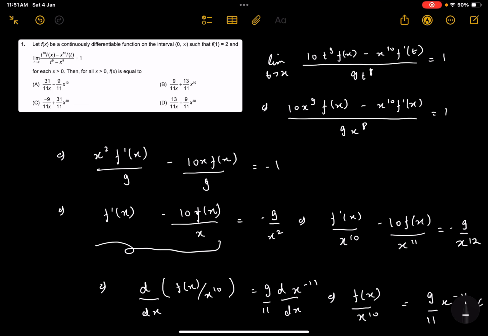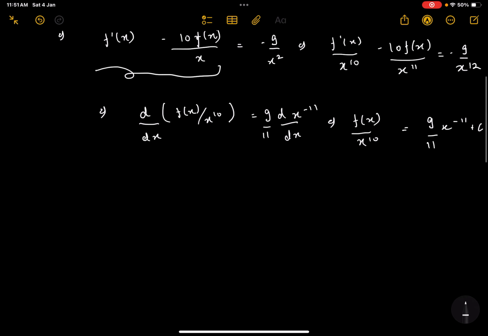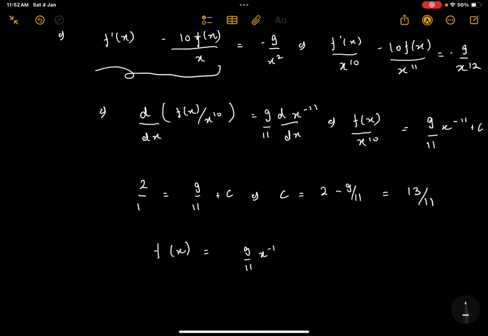For the value of c, we are given f(1) equals to 2. Substituting x equals to 1, we get 2 upon 1 equals to 9 upon 11 plus c. This implies c is equal to 2 minus 9 by 11, that is 13 by 11. We get f(x) equals to 9 upon 11, x to the power of minus 11 into x to the power 10 is minus 1, plus 13 upon 11, x to the power of 10.